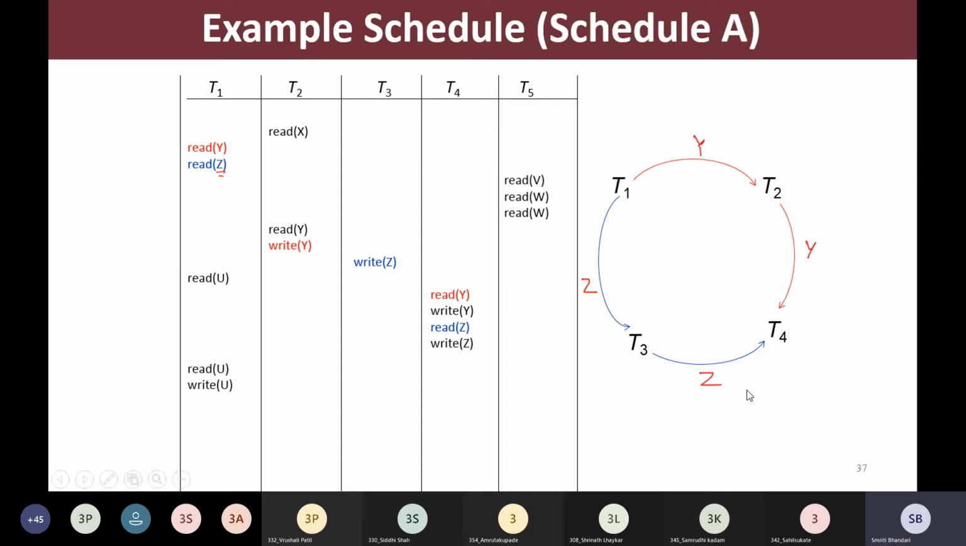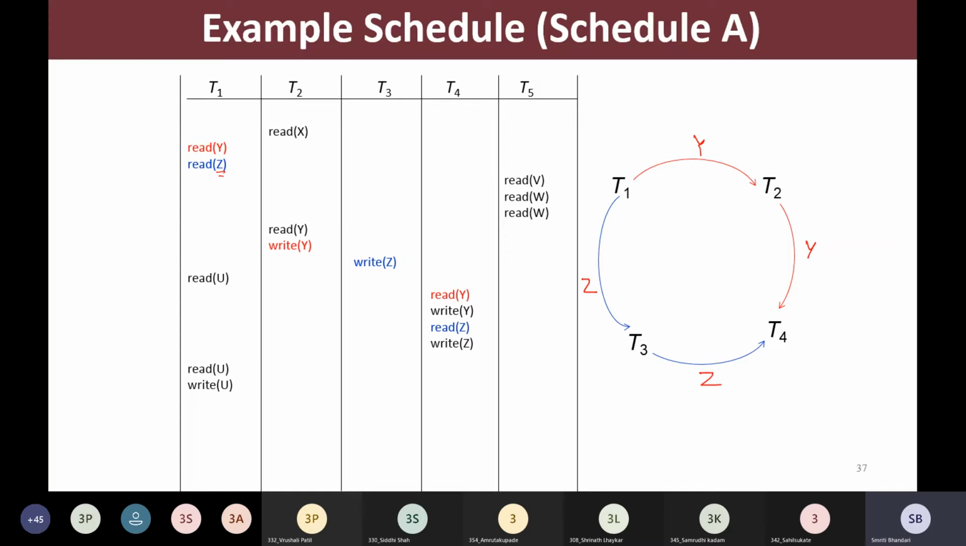So this is a partial precedence graph, right? We have not considered all the data items, right? But this is one sample of a precedence graph. So you must have understood how to draw the precedence graph now.